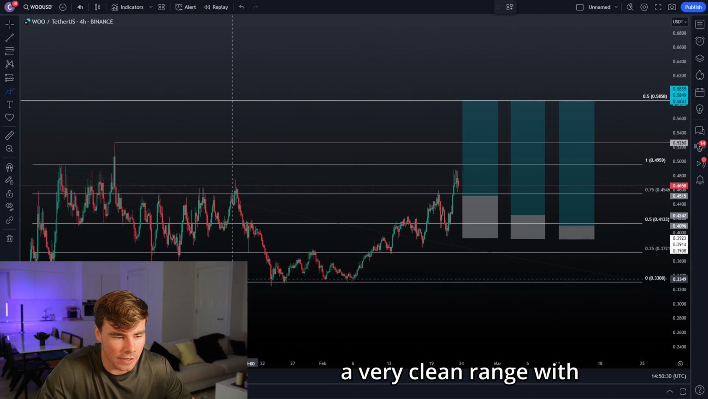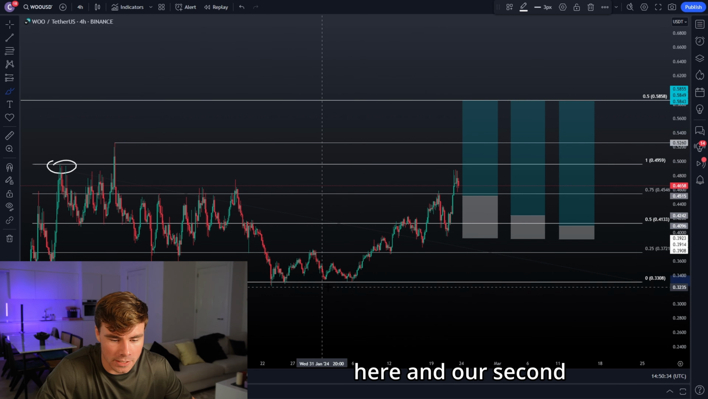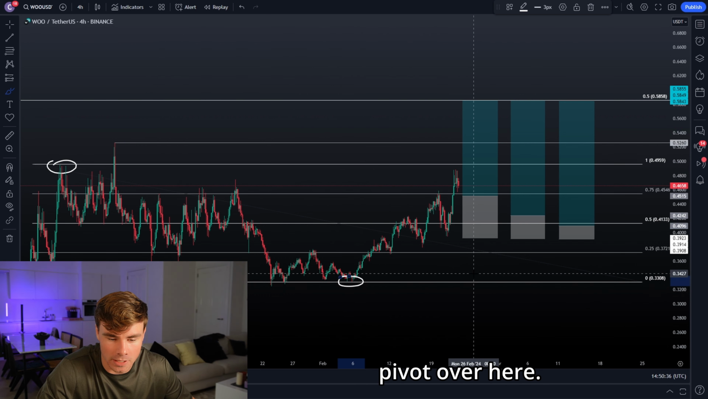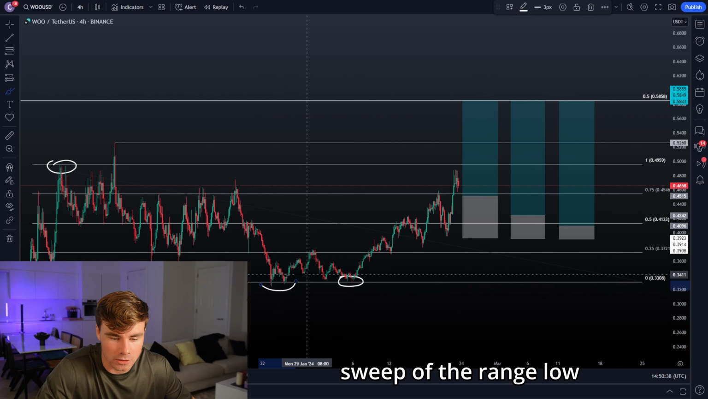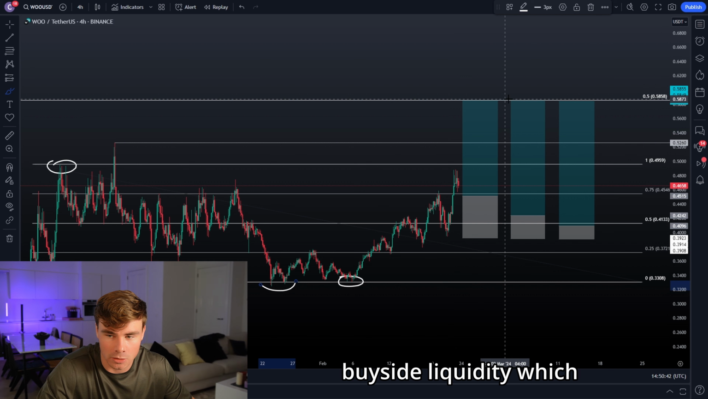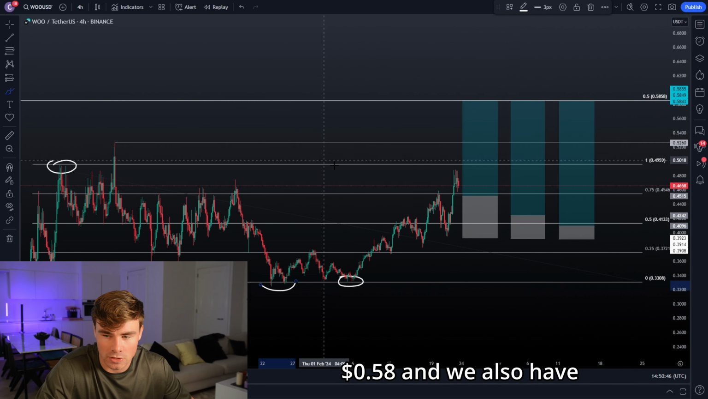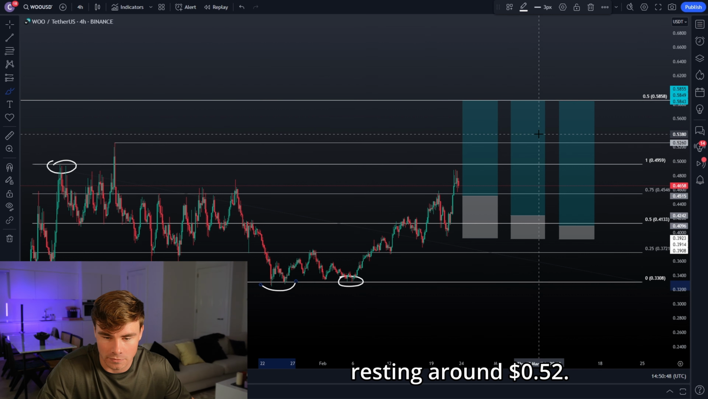Over here on Woo, we have a very clean range with our range high pivot over here, our first range low pivot over here, and our second range low pivot over here. We know that after a sweep of the range low and a reclaim of the mid range, we should see an expansion towards buy side liquidity, which we have resting around $0.58, and we also have buy side liquidity resting around $0.52.